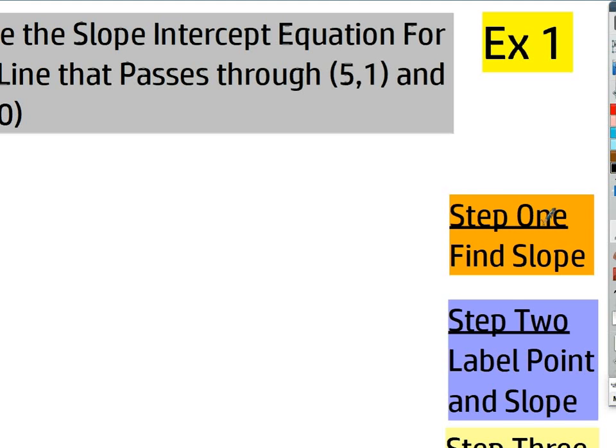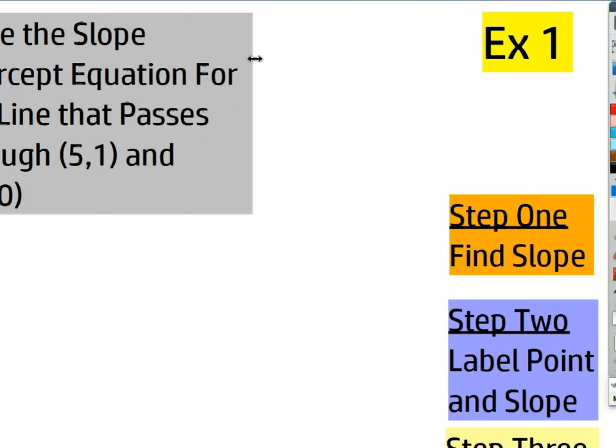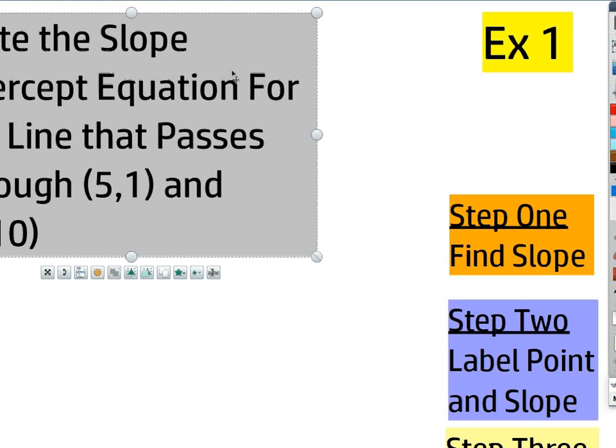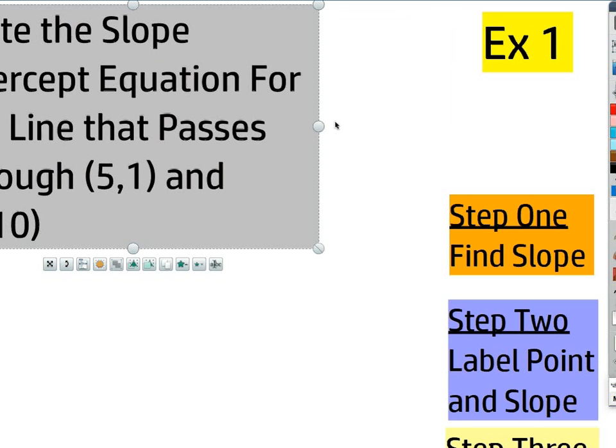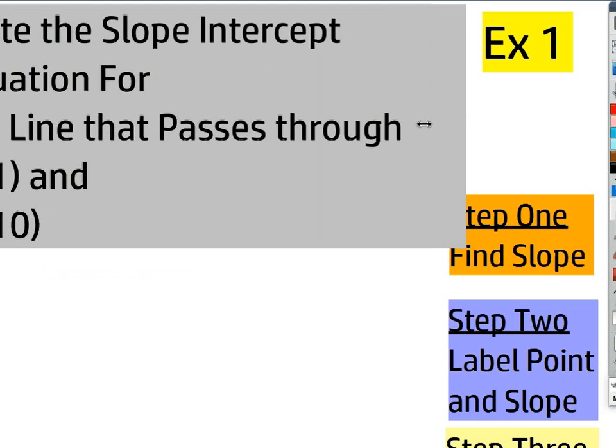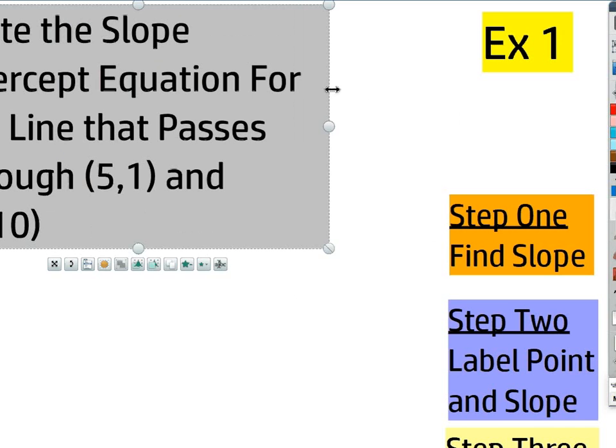Here's the first example. See if I can make it a little bit bigger. It says, write the slope-intercept equation for the line that passes through those 2 points. So (5, 1) and (8, 10). In other words, if you were to draw a line between those 2 points, what would the equation for that line be? That's what we're going to solve for.